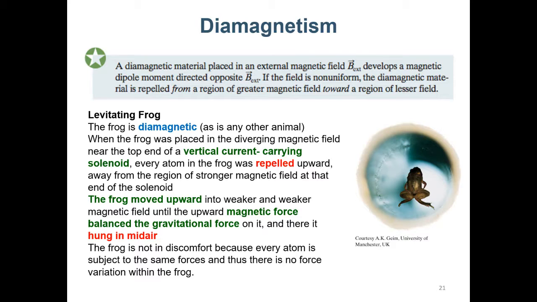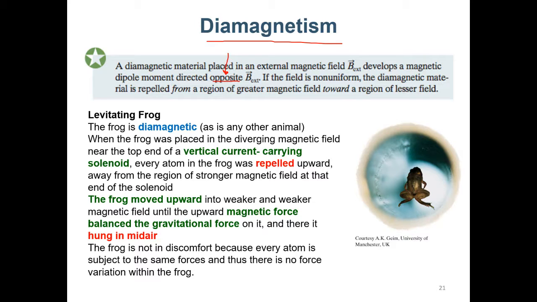So there are 3 types of magnetism. The first type is called diamagnetism, 抗磁性, which is something like a diamagnetic material placed in an external magnetic field develops a magnetic dipole moment directed opposite, that is the keyword, to the external B field. So what will happen?